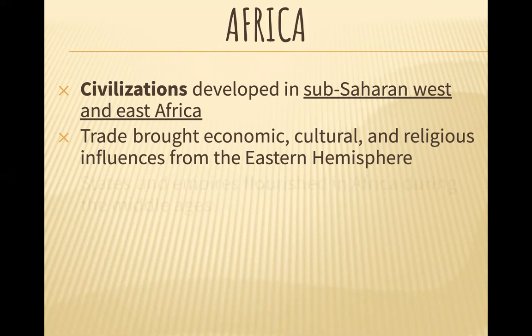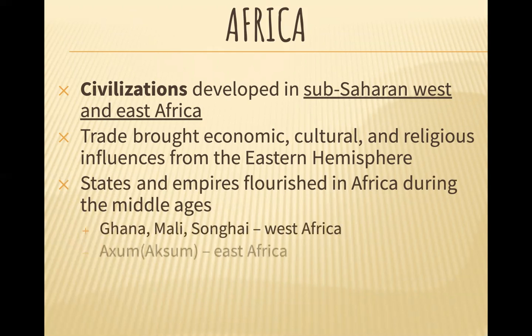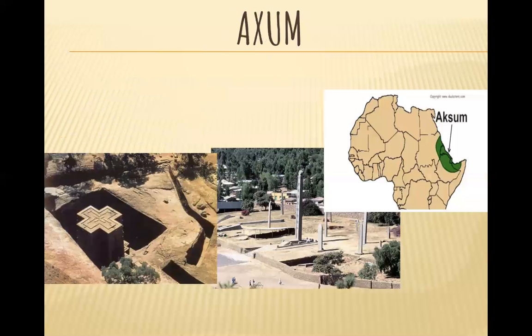And during the Middle Ages, the states and empires that flourished were Ghana, Mali, and Songhai in West Africa, Axum in East Africa, also sometimes written as Aksum, and Zimbabwe in Southeast Africa. And we'll talk about the different traits that are seen in each kingdom.